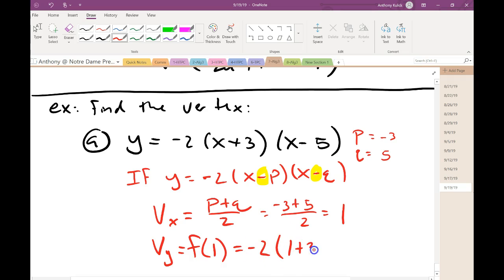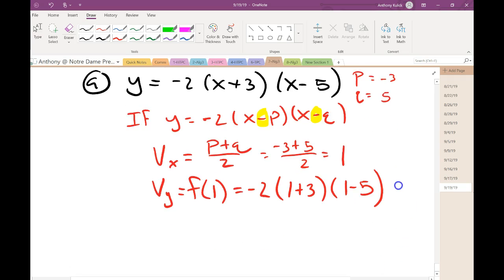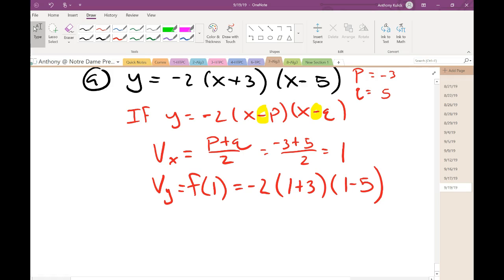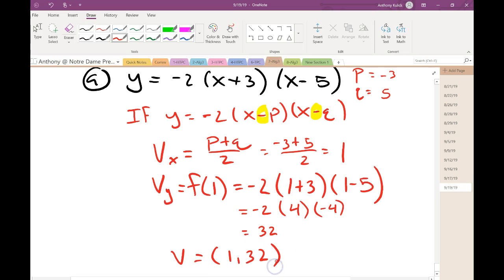So everywhere there was an x in my original function for f, I'm going to replace that with a 1. If I follow the order of operations to simplify this, I should do the stuff in the parentheses first. 1 plus 3 is 4. 1 minus 5 is -4. 2 times 4 times -4 is positive 32. So my vertex is the point 1, 32. Is everybody happy with that? Not so bad, right? We just use the formula.